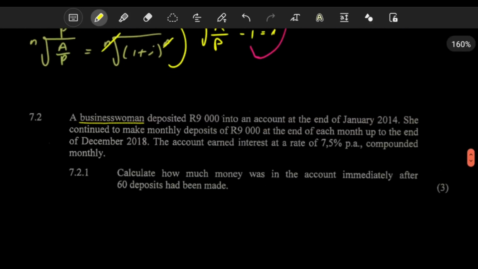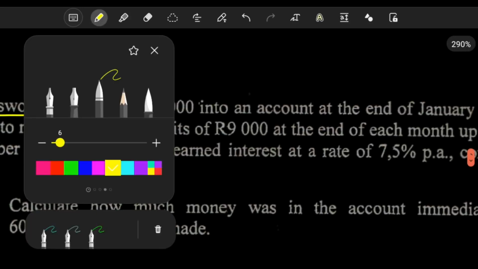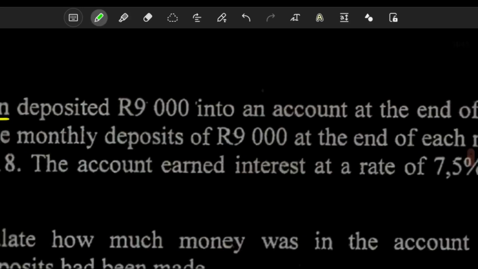A businesswoman deposited 9k into an account at the end of January 2014. She continued to make monthly deposits of 9,000 at the end of each month up to the end of December 2018.